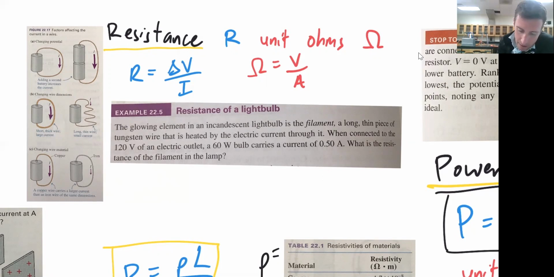And resistance is equal to the change of voltage over the current, or R equals V over I. And then for units, that means that an ohm is going to be equal to a volt divided by an amp. Okay, so it's volts divided by amperes.